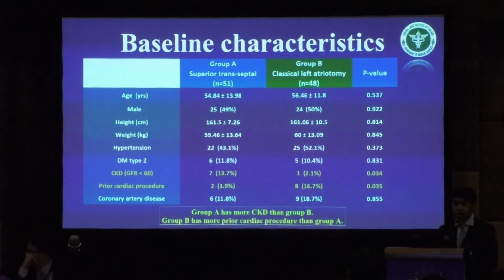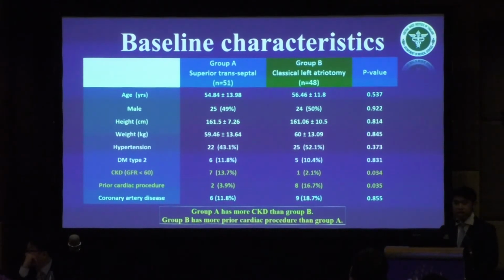For the baseline characteristics, the age, gender, height, body weight, and underlying disease are the same between the two groups, except that Group A has more chronic kidney disease than Group B, and Group B has more prior cardiac procedures than Group A.